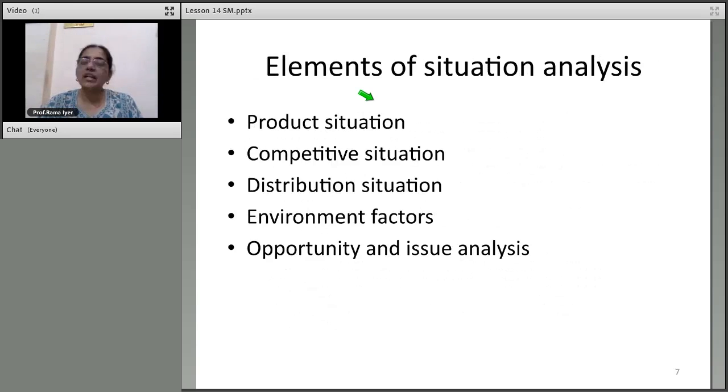What are the elements of situation analysis? You have got product situation, competitive, distribution, environmental factors, opportunity and issue analysis. Okay, let me discuss each of this. I have not written much over there, but I will discuss with you each of them in detail. Product situation means it relates to what are the products that you are offering, the business is offering. Further, it will be divided into what is your main product and what is your other supporting products.